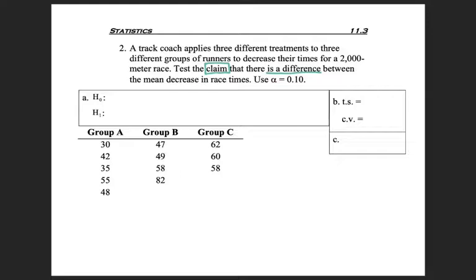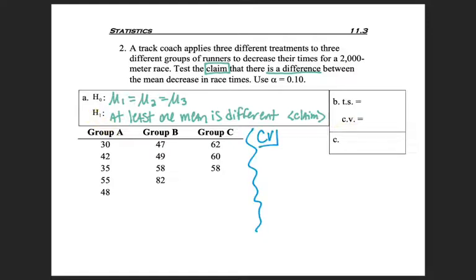We always start off H naught with mu1 equal to mu2 equal to mu3. Because there are 3 different groups, we're stopping at mu3, and we can also see from the data that there are 3 different groups. We always start the alternate hypothesis with at least one mean is different, and really that's kind of where we end it too, but because we're testing if there is a difference, that is our claim, the alternate hypothesis. Next, I always think it's best to find the critical value.